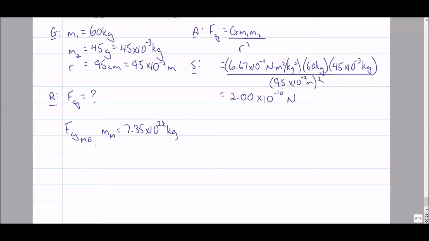So now we're talking about two very massive objects. The separation distance between the moon and the Earth is 384,000 kilometers, or 3.84 times 10 to the power of 8 meters. Of course, the mass of the Earth is 5.98 times 10 to the power of 24 kilograms, and we have G. So now we can start to plug in the numbers.